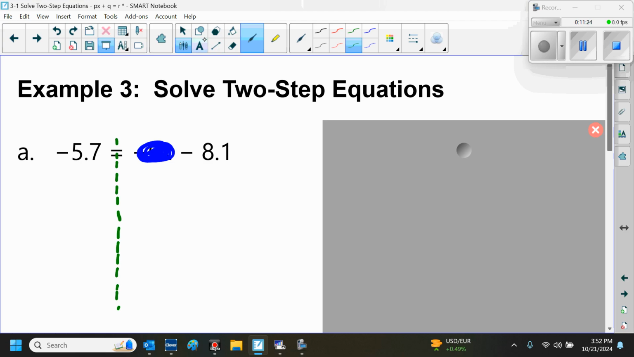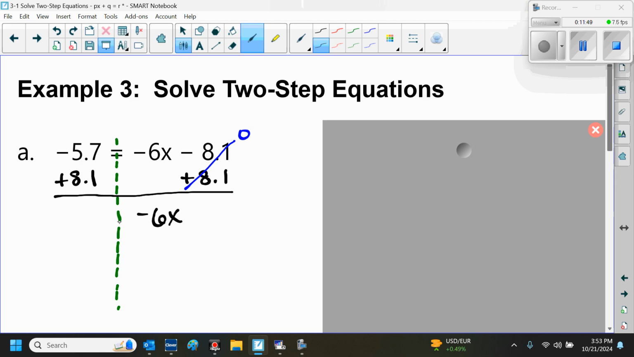So what do I want to get rid of? The negative 8.1. So how do I get rid of a negative 8.1? You add 8.1. Very good. So we're going to add 8.1 over here, and we're going to add 8.1 over there. Okay? So here, those 8.1s cancel to 0, and we're left with negative 6x is equal to, and what is negative 5.7 plus 8.1? 2.4. That's going to be a 2.4. Remember, you guys, you subtract the digits and take the sign of the bigger digit.